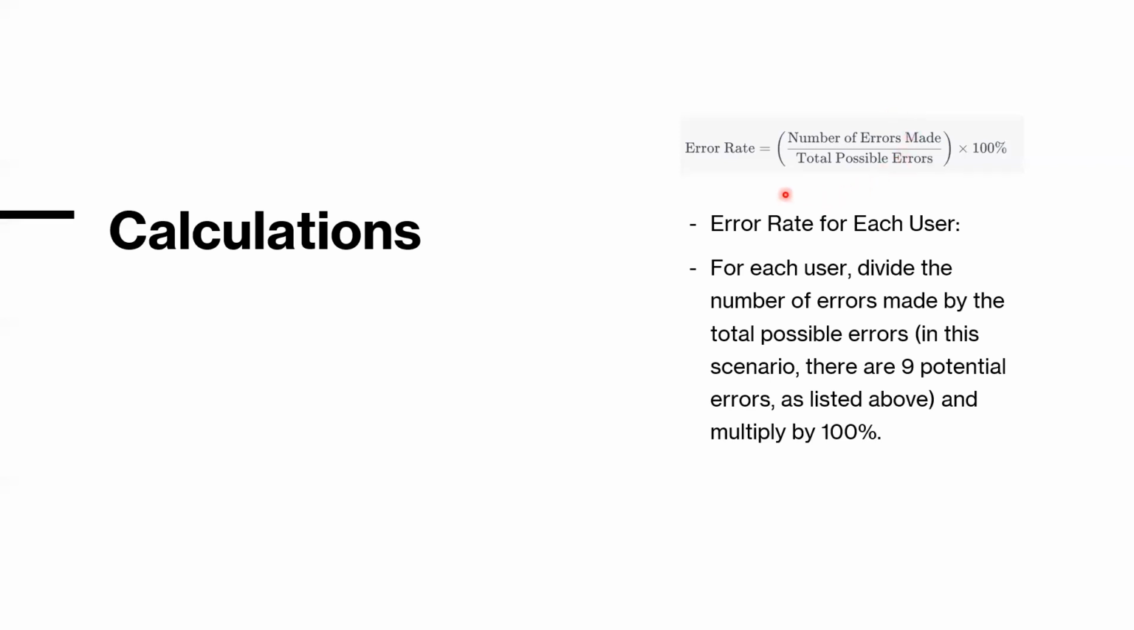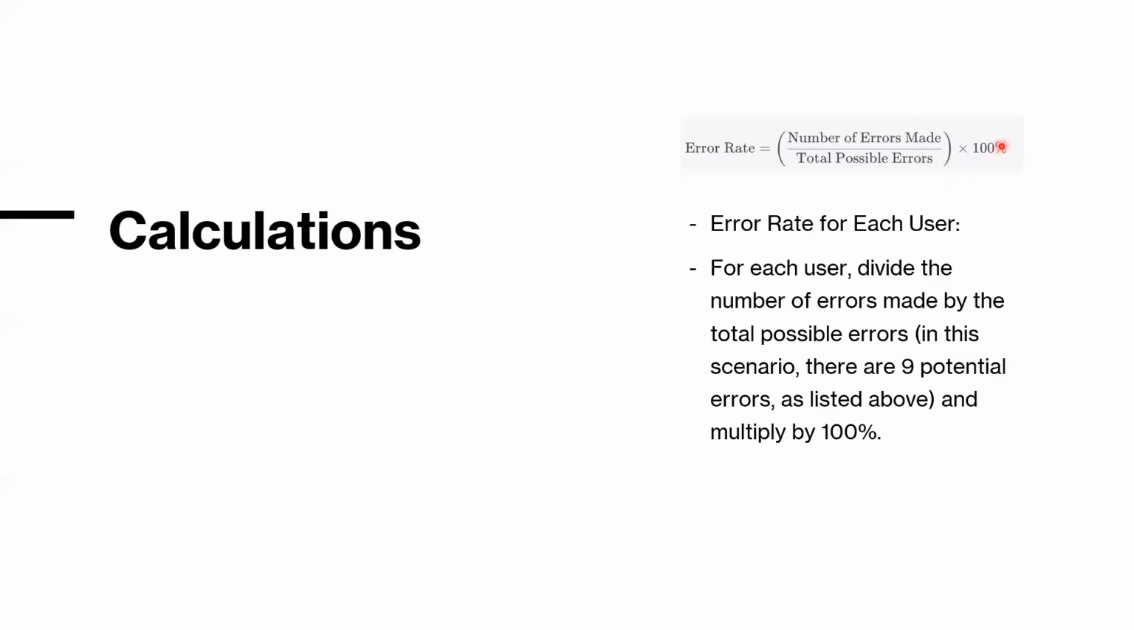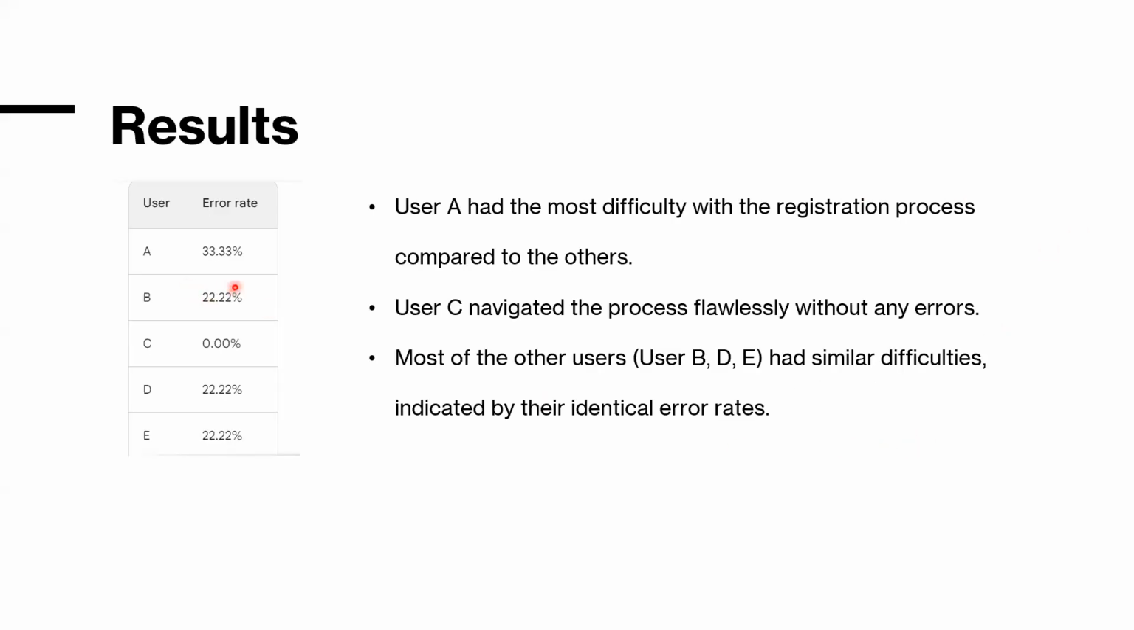So this is the error rate formula, very simple: the number of errors the user makes over the total possible errors. For example, the user makes 3 errors, but the total possible errors is 9. You put these values into the formula and multiply by 100, so that you know the error rate. It clearly tells you the percentage user A achieved, user B achieved, and so on. Then you can calculate the average error rate as well.